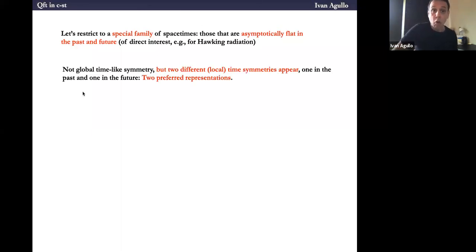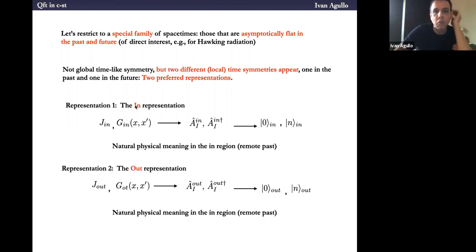So the spacetime in general is not globally time-like symmetric. There is no global time-like Killing vector field, so there is no single preferred representation. But there are two local time-like symmetries, one in the future and one in the past. So we can choose two preferred representations. The representation singled out by the future time-like symmetry is called the out representation, and the in representation is in the past. So you just go to the past and you choose the natural notion of complex structure or vacuum in the past. So this vacuum is what an inertial observer in the past will say the vacuum is.